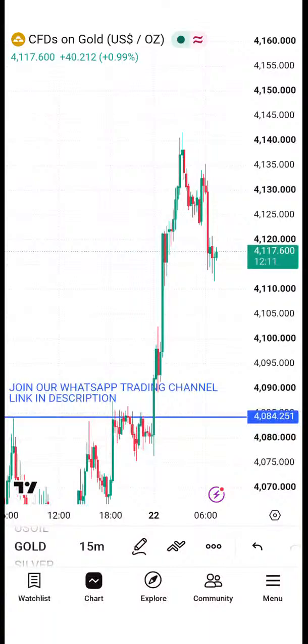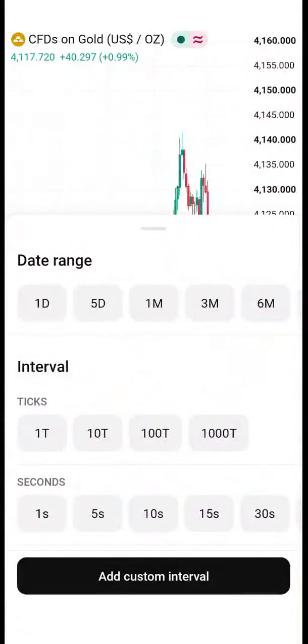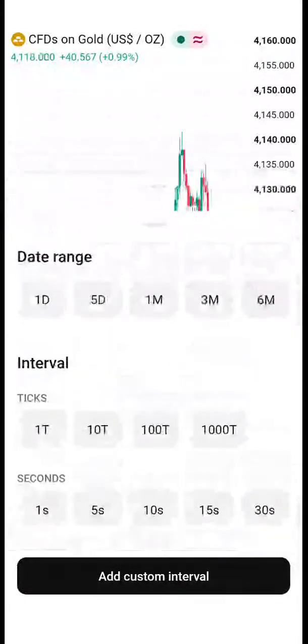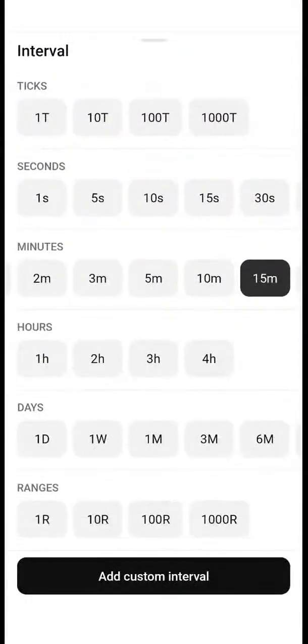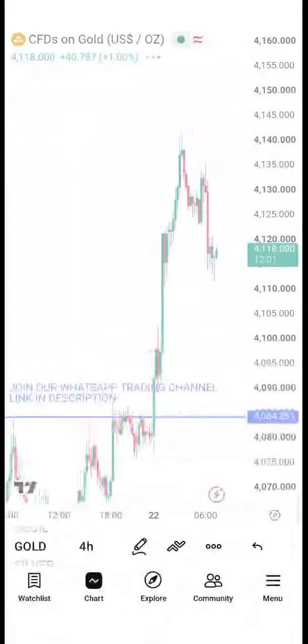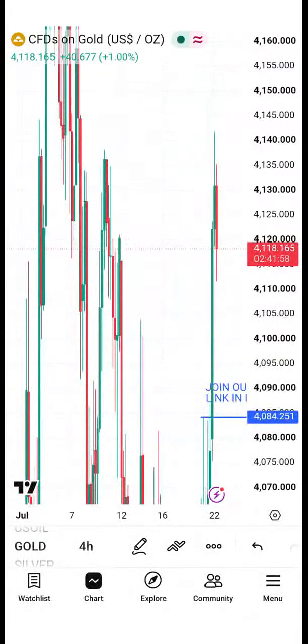All right, guys, we're live. We are looking at gold. Quickly, I want us to look at gold together, see if we can get maybe some entries or setup.